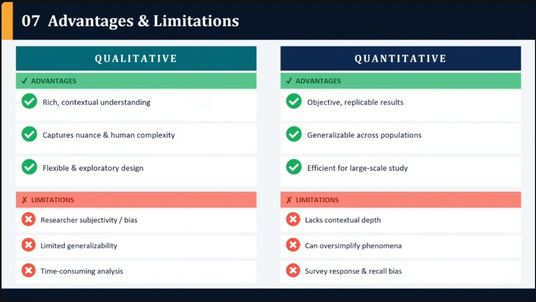Now, for quantitative research, this method uses numbers and statistics. It provides objective and reliable results and works well for large populations, but it may lack depth, cannot fully explain human behavior, and sometimes oversimplifies complex issues. Next slide, please.